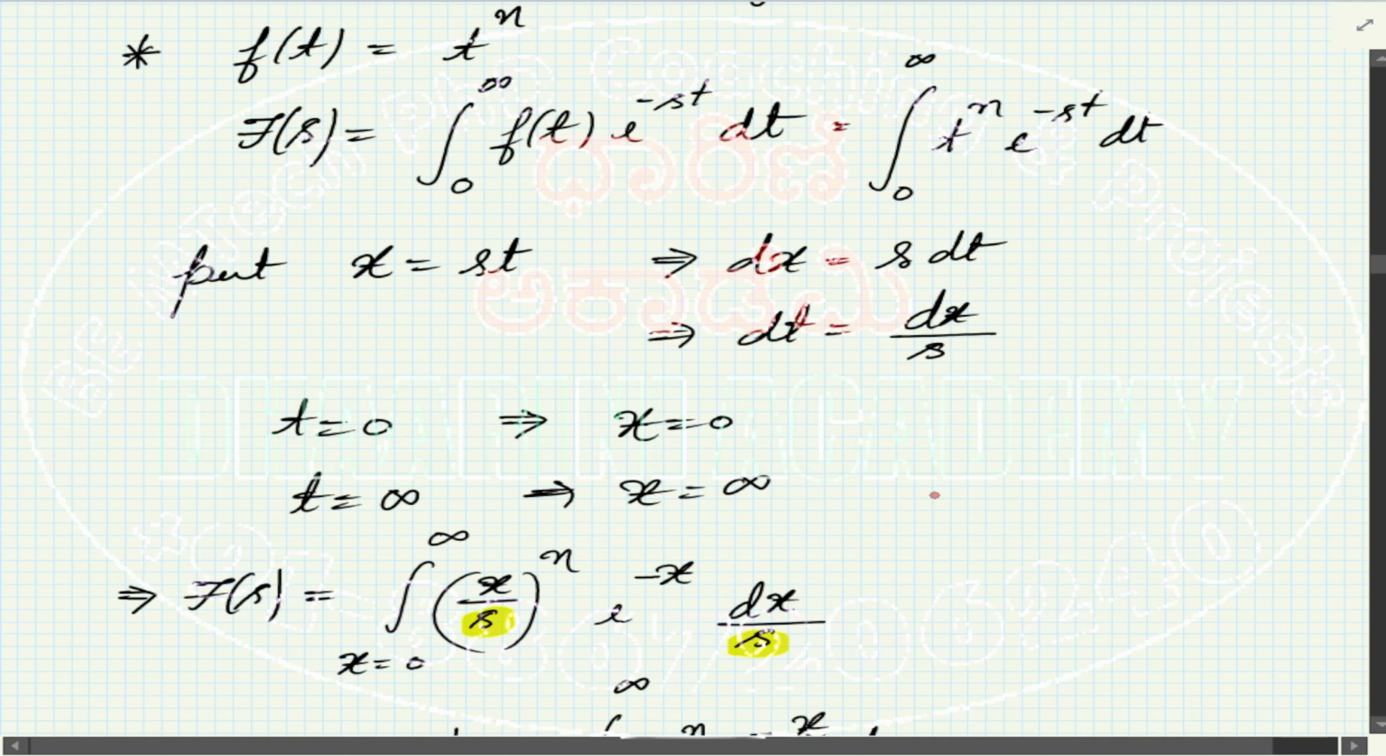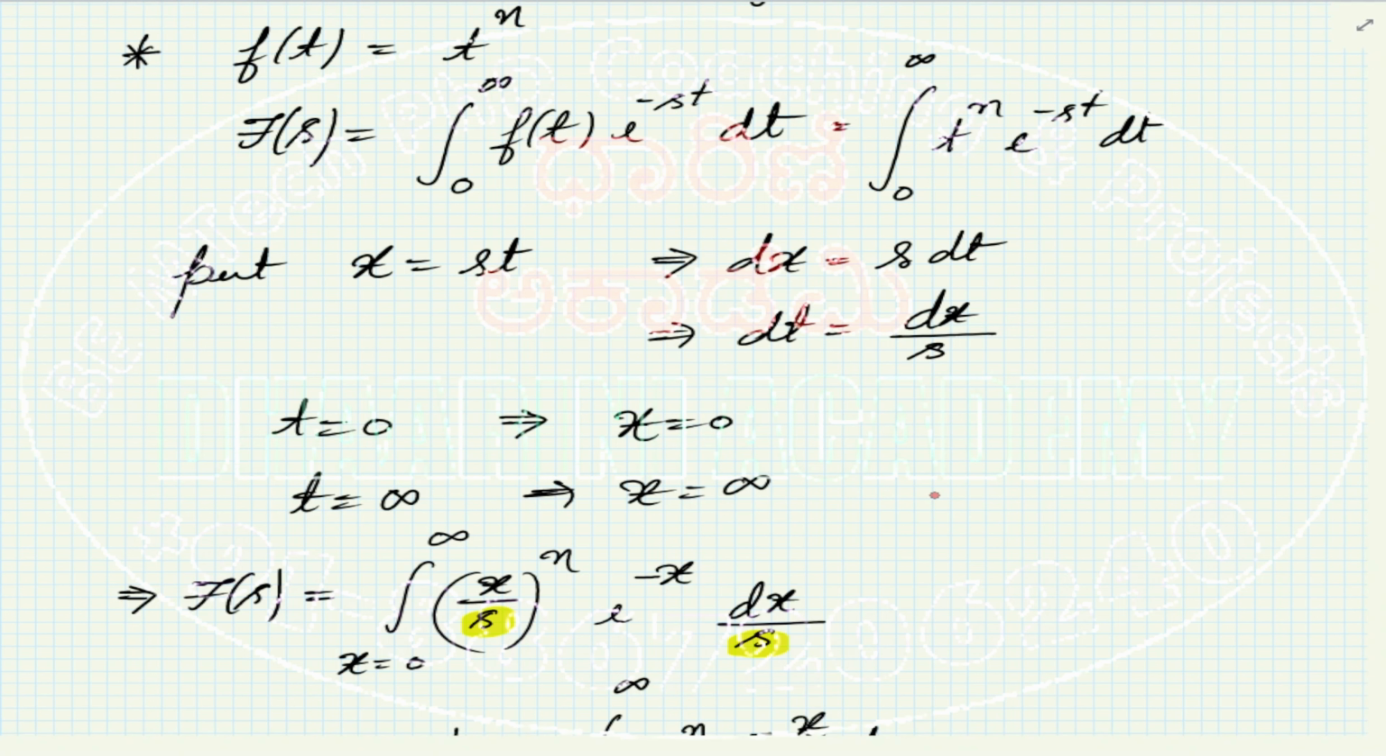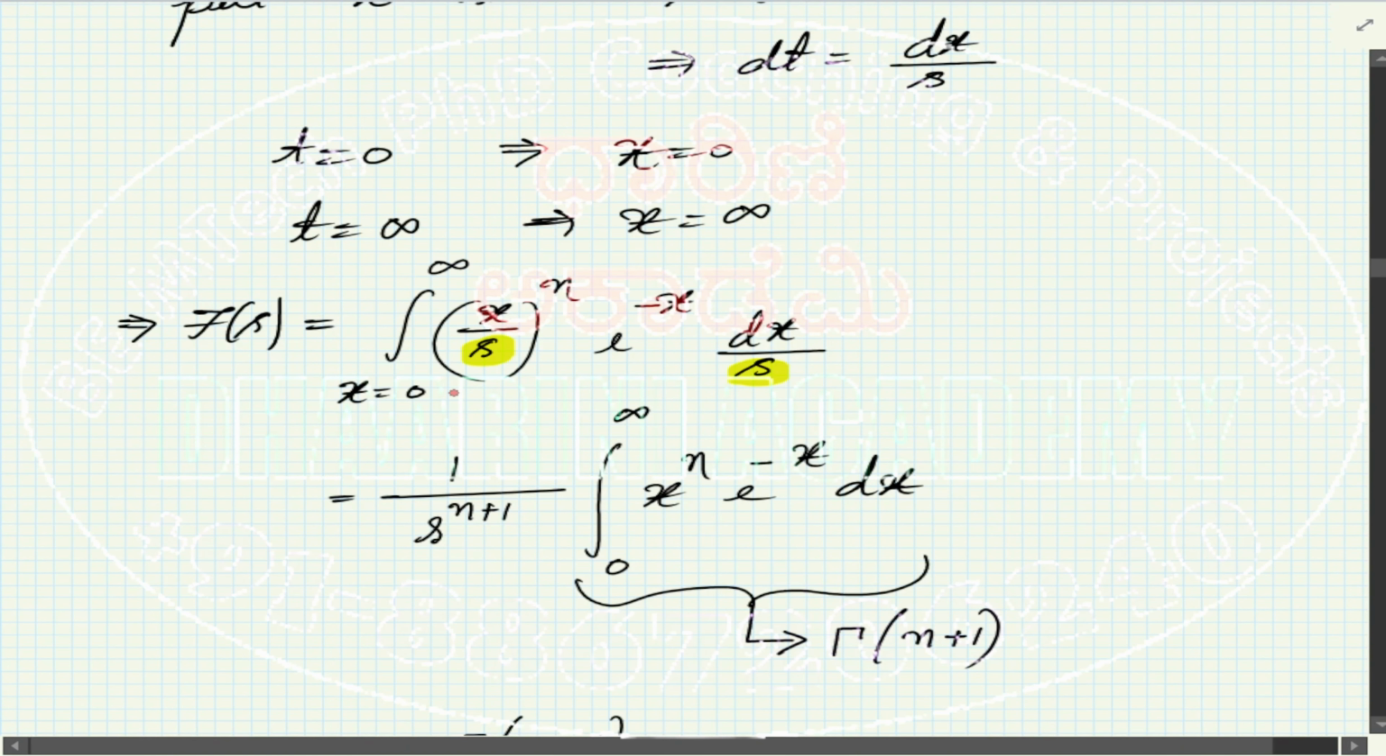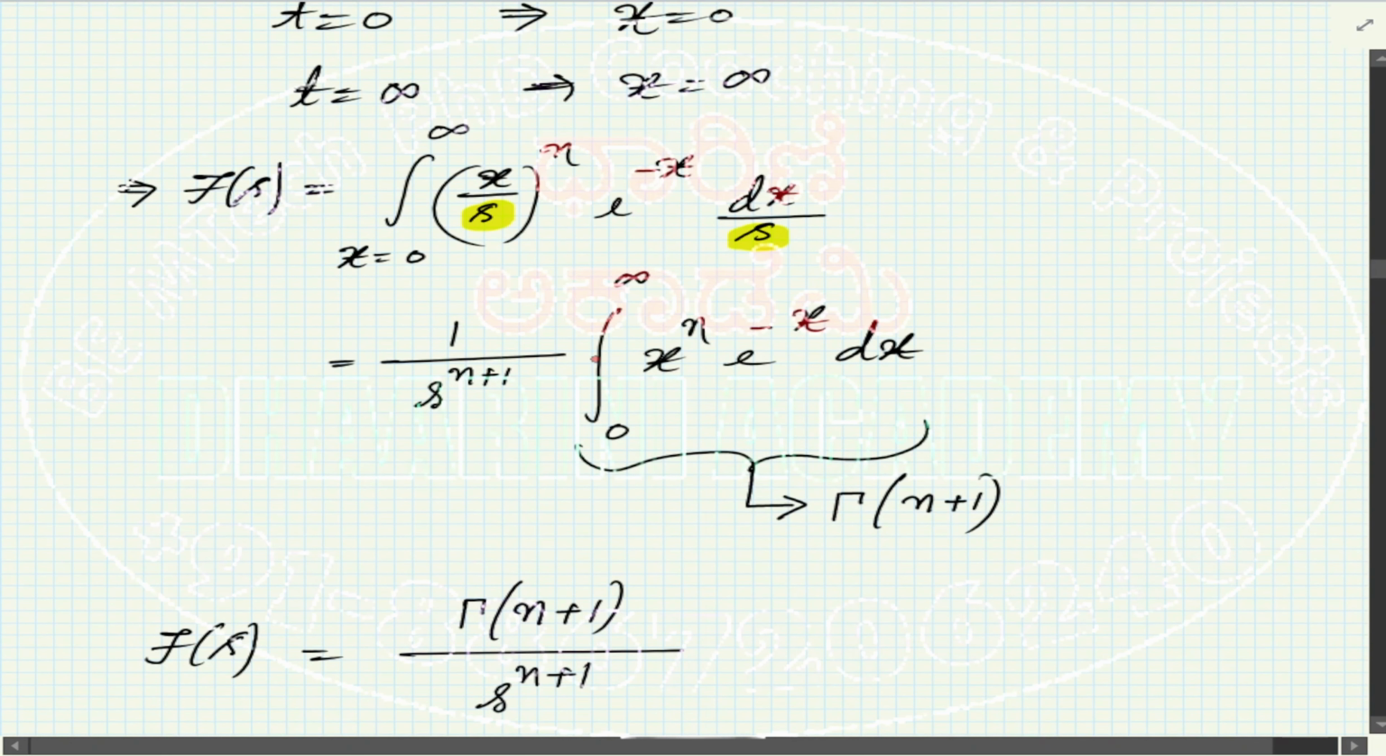Yes, e to the power minus x into dx by s, as per the substitutions made. Again, we made the changes. It's not t now. It is in terms of x. So once that is done, you can see that there is an s to the power n and a separate s. So you have s to the power n plus 1 in the denominator. Then you do the integration from 0 to infinity of x to the n e to the minus x dx. If you remember, this is a special function called the gamma function. So this is gamma of n plus 1.